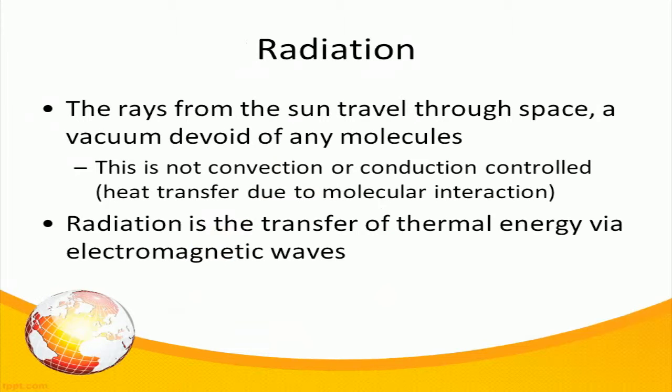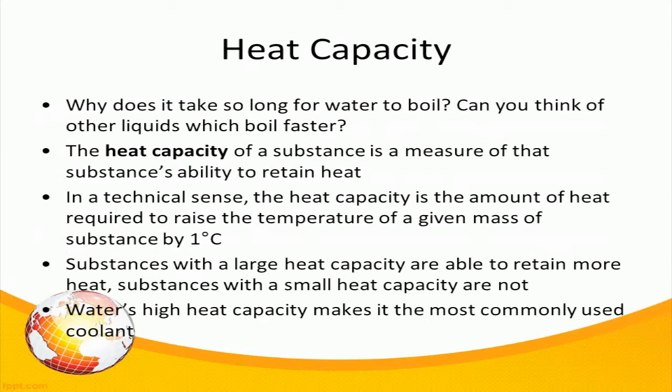Radiation is different from convection and conduction because it does not require molecular interactions to exchange energy. Electromagnetic waves radiated from our sun travel through the vacuum of space without colliding with any particles. Once these electromagnetic waves reach the Earth's atmosphere, gases in the atmosphere absorb the radiative heat and warm the Earth's surface.